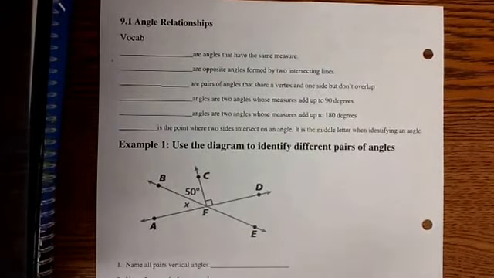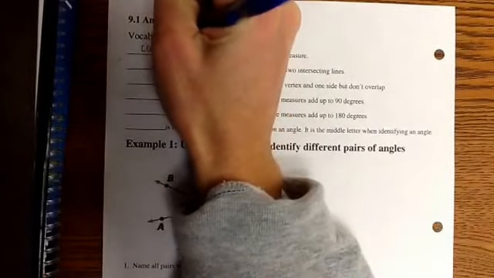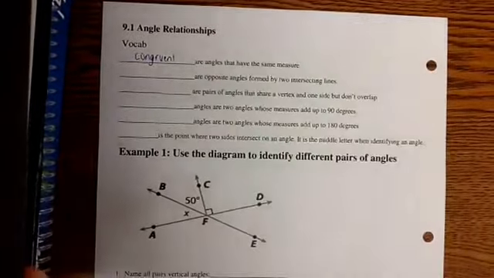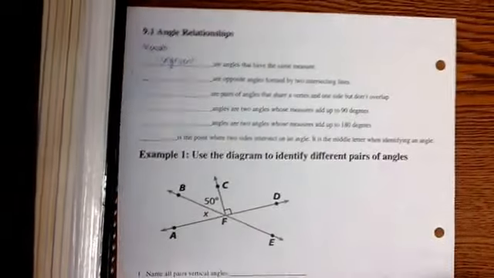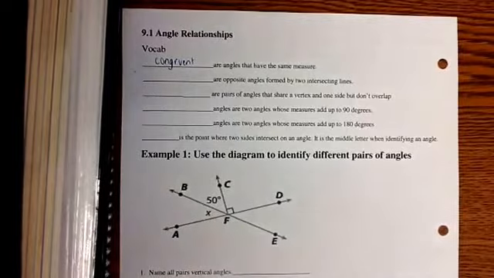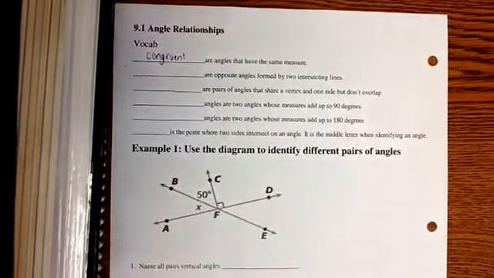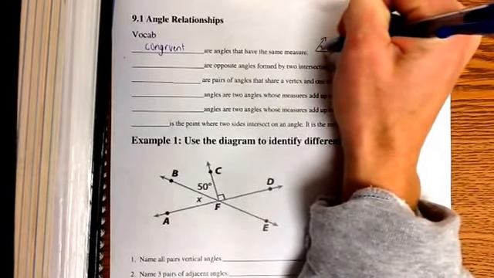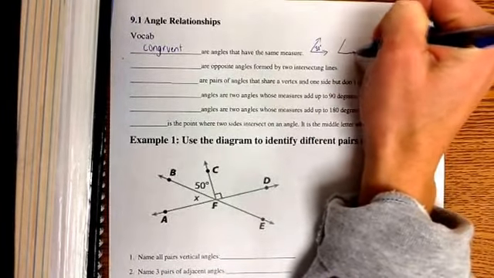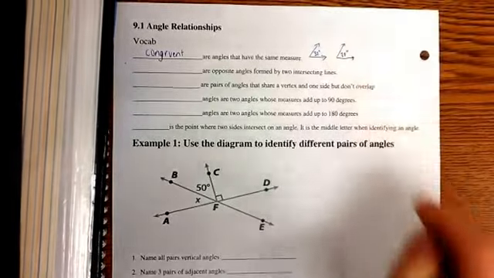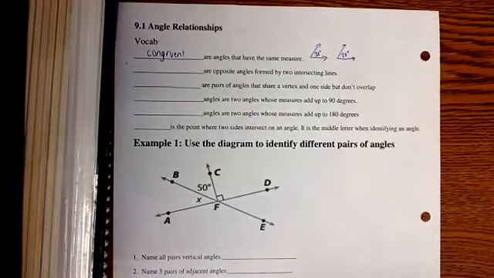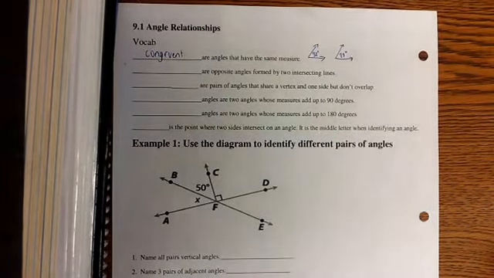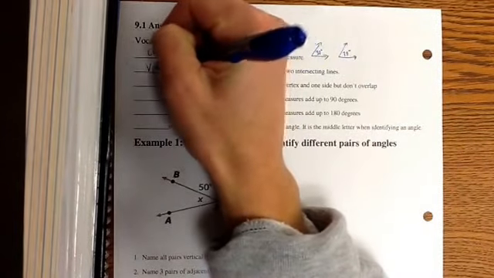Congruent. Congruent angles are angles that have the same measure. Okay, so I'm going to draw you a pair of congruent angles. So if you had this angle and it was 30 degrees, you could also have this angle 30 degrees. Those are congruent because they have the same angle measure. We call those congruent. All right, the next term would be vertical angles.